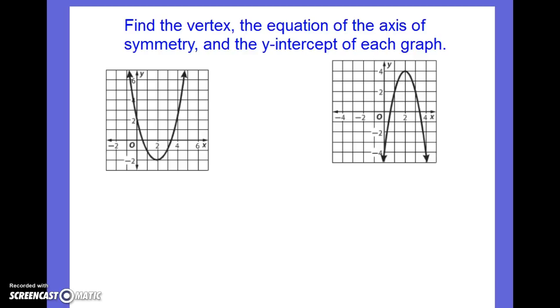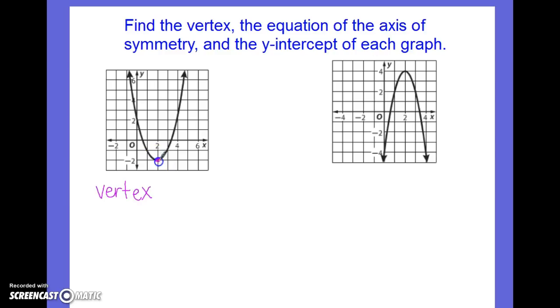So I just want to give you 2 examples here, where we're graphing and you have to find your vertex, your axis of symmetry, as well as your y-intercept. I didn't have you find your x-intercepts, especially for these graphs, because they're not exactly perfect. So your vertex would be easy. Feel free to pause at any time so you can try this yourself and then check your answers.